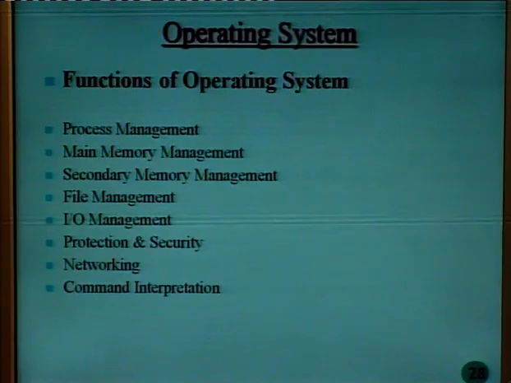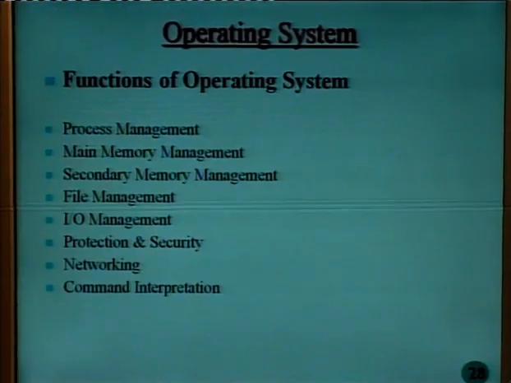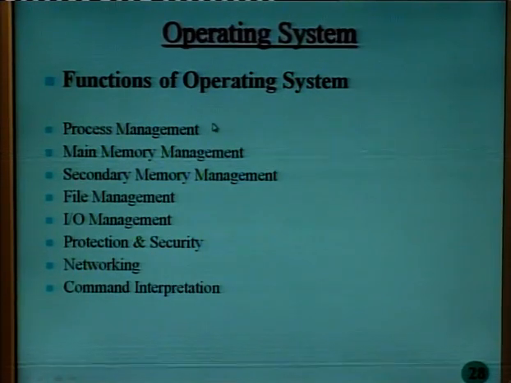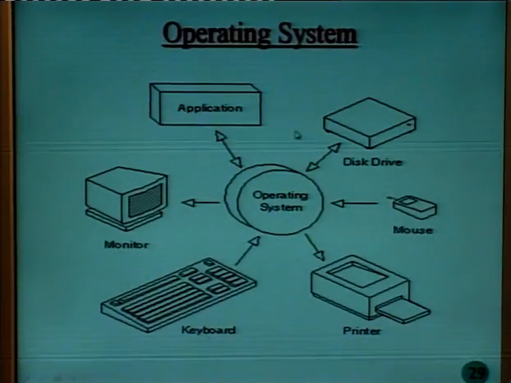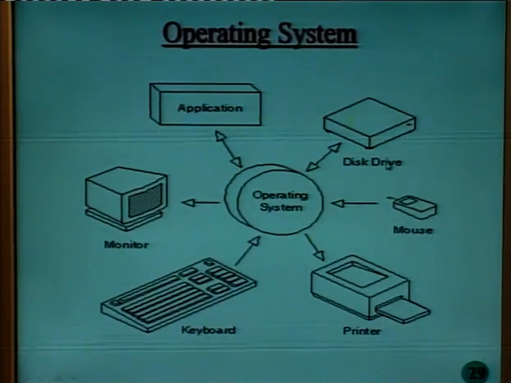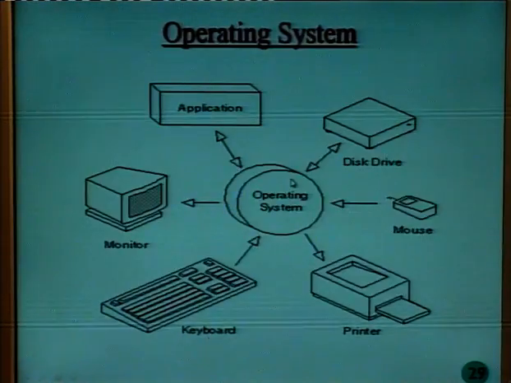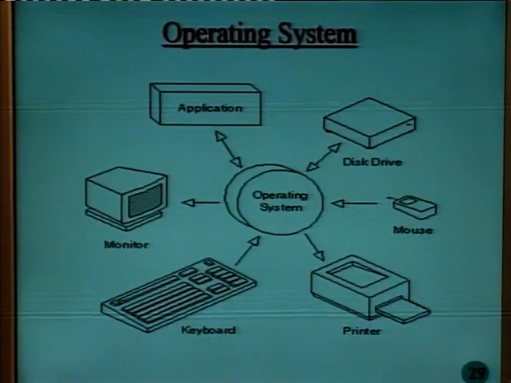Input output device management: different input output devices and peripheral devices are used. Protection and security provide logs to a computer system. Networking: different protocols are inbuilt in the computer operating system, and command interpretation to run the different commands. So these are the main functionalities of the operating system. Here on the diagram is shown the management of the disk, application software, monitors, keyboards, printers, and all these are handled and controlled by the operating system.